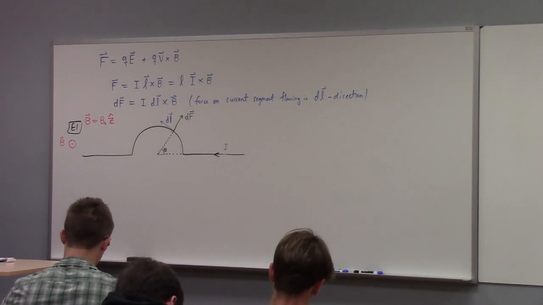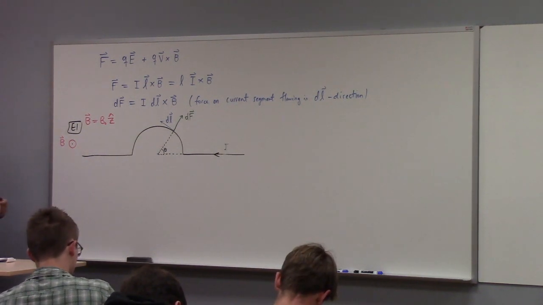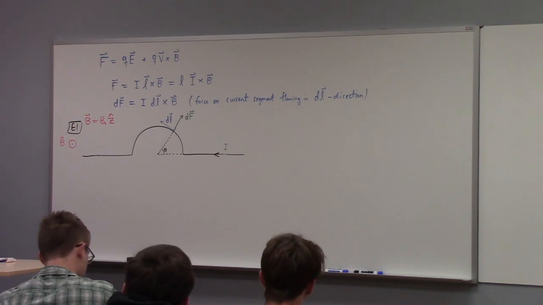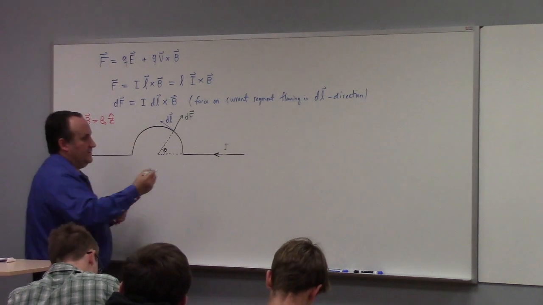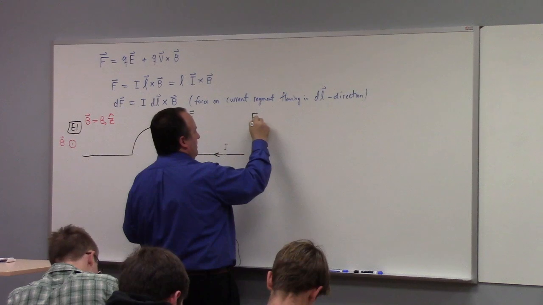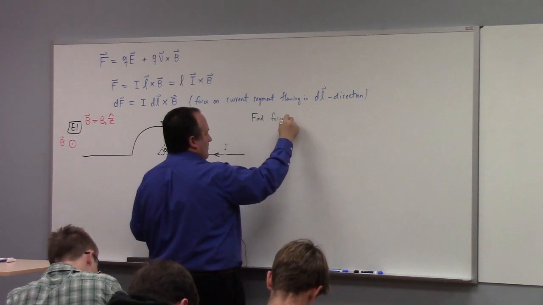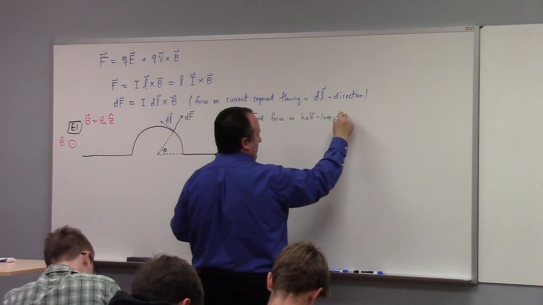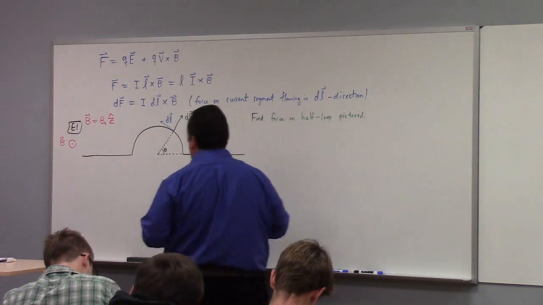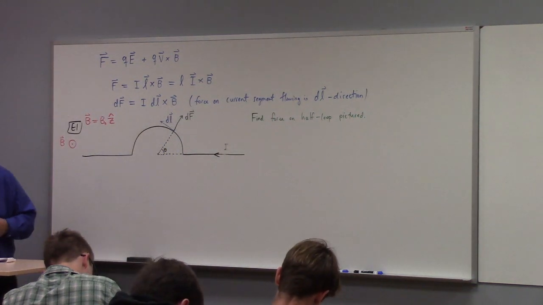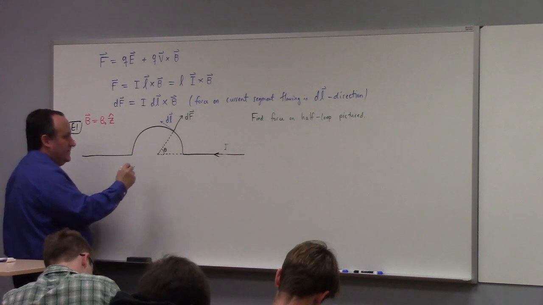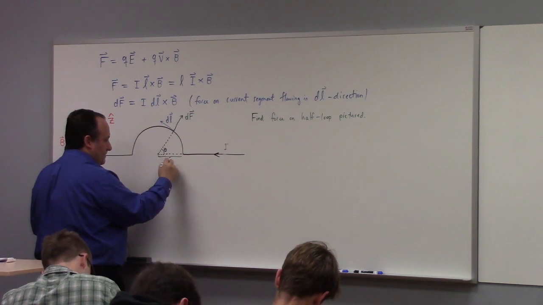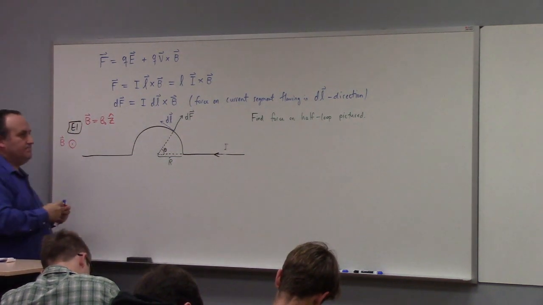And so my goal in this problem is to find the net force on the half loop here, all right? Find the force on the half loop. Oh, I'm also given that the radius of the half loop is r. All right, so this distance here is r.